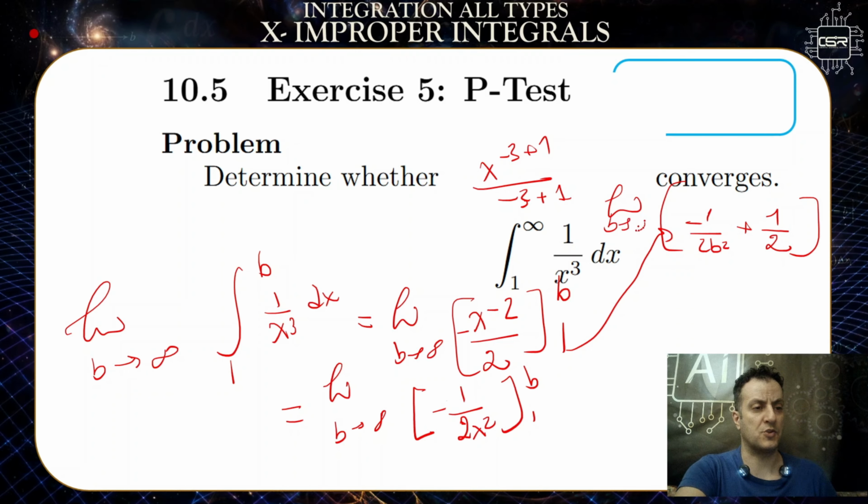Limit as b approaches infinity. Now, as b approaches infinity, this entire part becomes 0. You end up with 1 over 2.